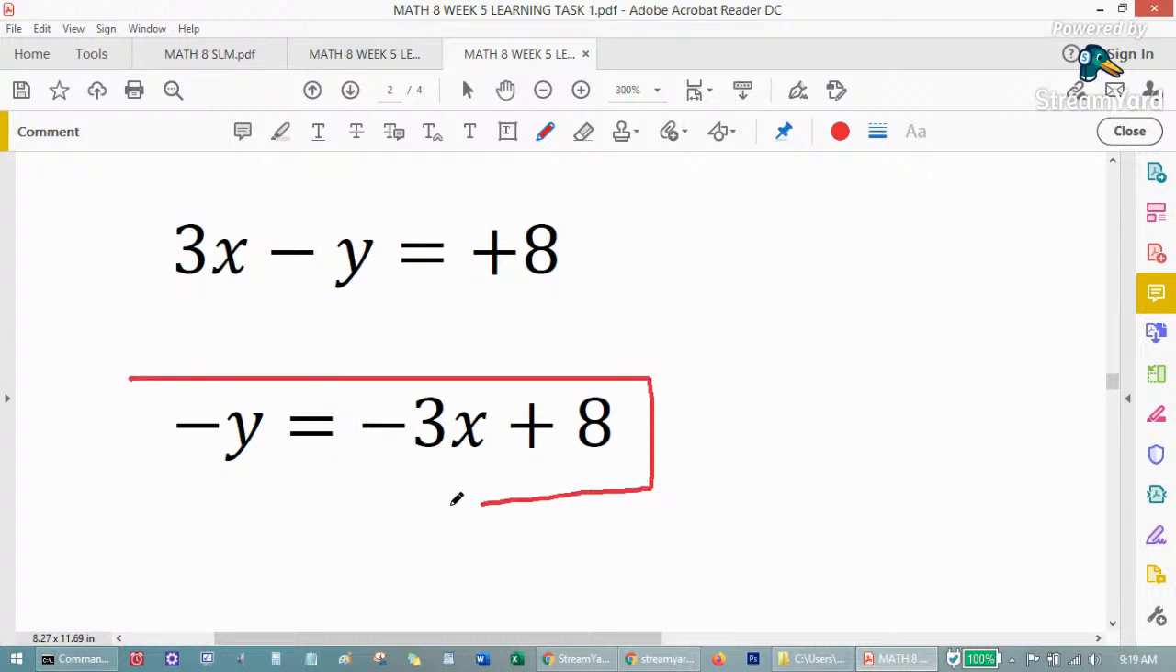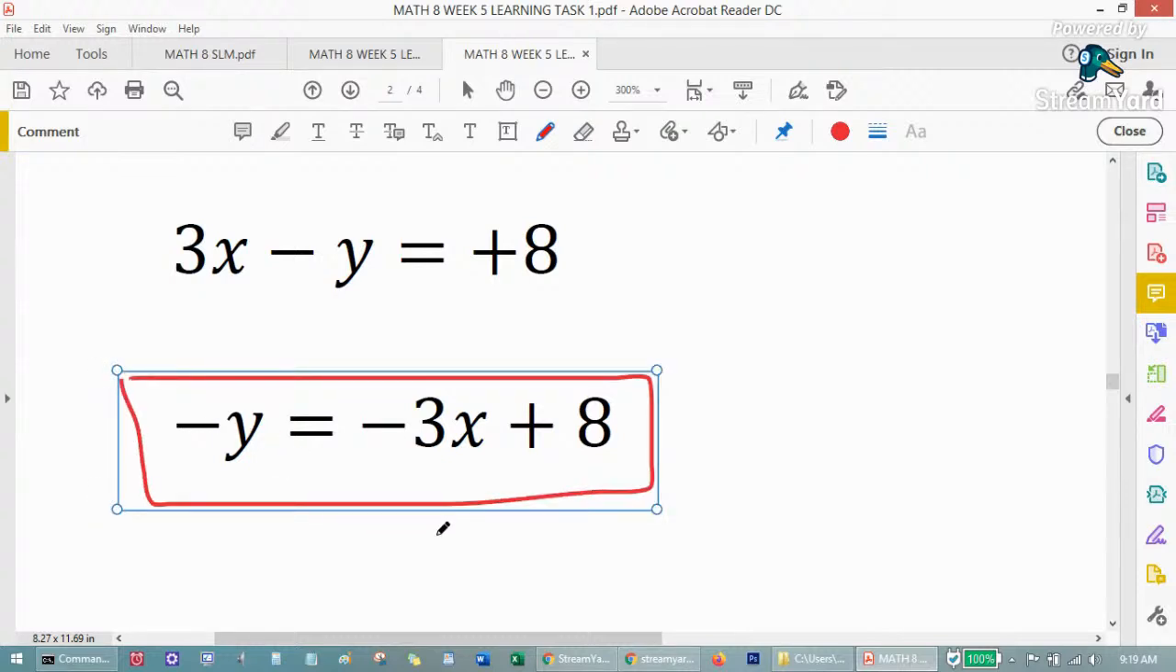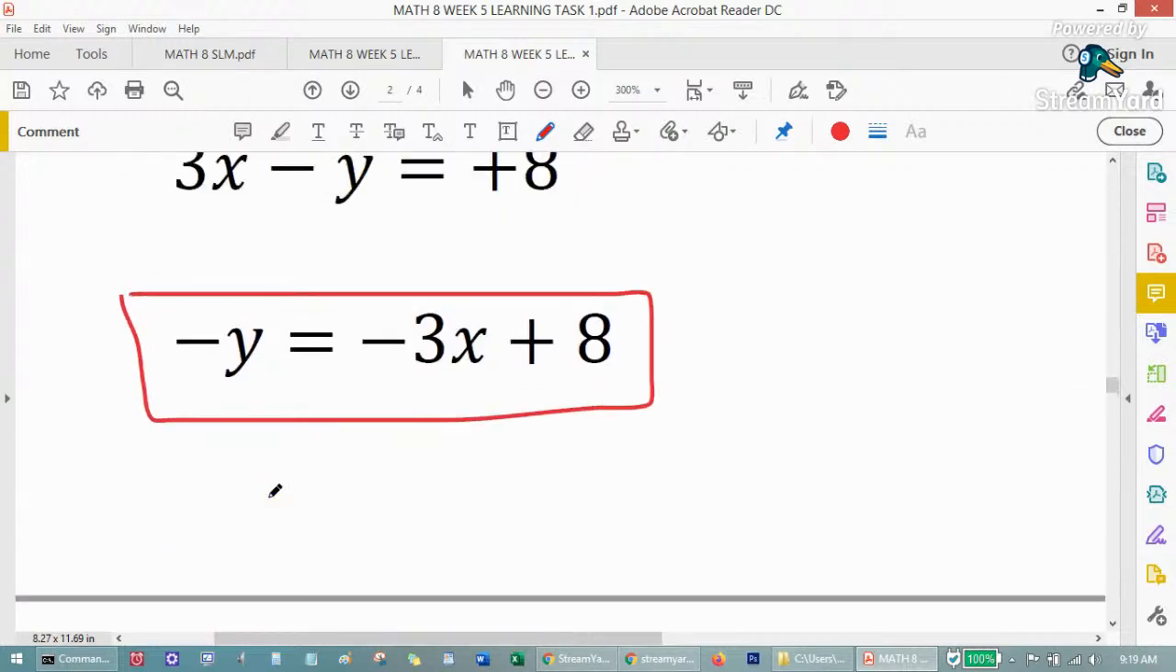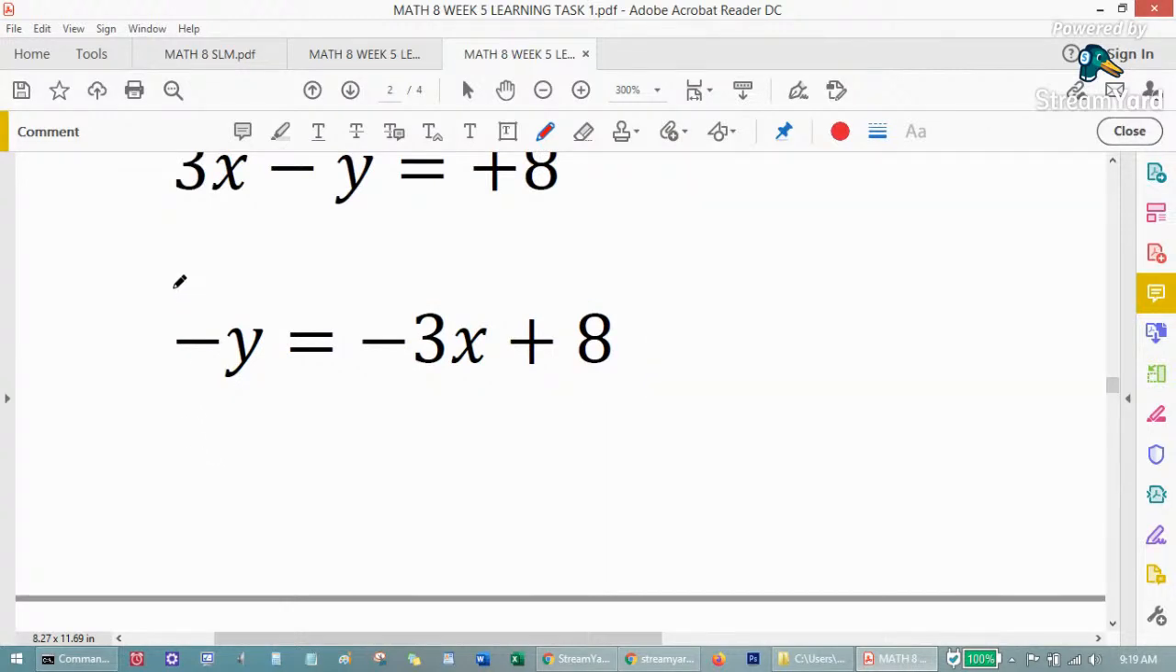So, malapit na ito sa slope-intercept form. Ang pinaka-problema lang is yung y, merong negative sign dito. So, ang gagawin natin is mag-multiply lang tayo ng negative 1. Okay? Para lang magpalit yung sign.